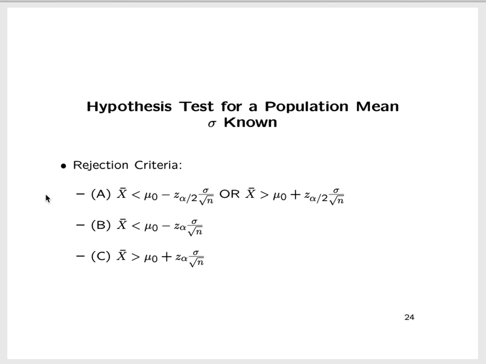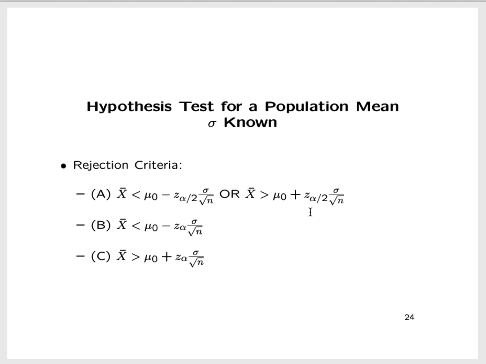All right, and so then for the hypothesis A, the two-tailed test, the two-sided test, the rejection criteria, if we're using the sample mean as the test statistic, then we will reject the null hypothesis if X bar is less than mu sub 0 minus z sub alpha over 2 times the standard error of X bar, or if the observed value of X bar is greater than mu sub 0 plus z sub alpha over 2 times the standard error of X bar.